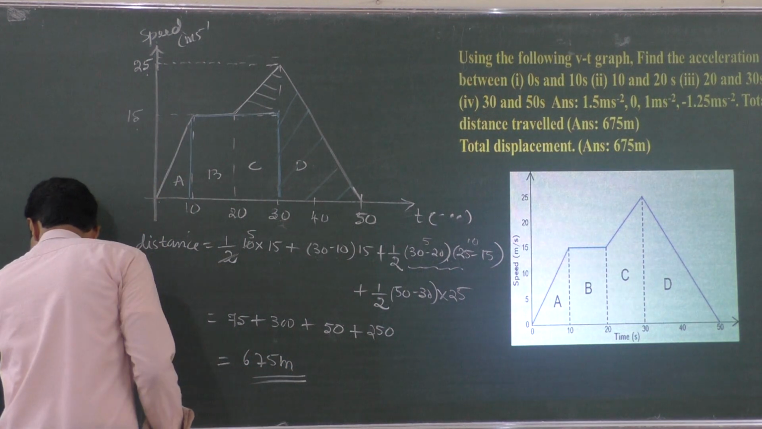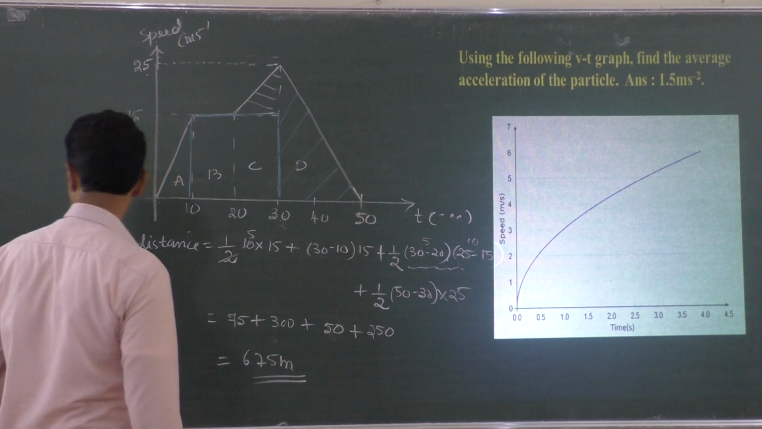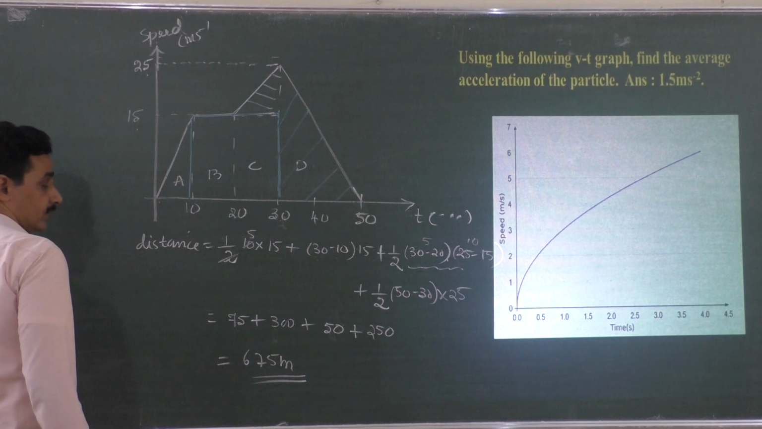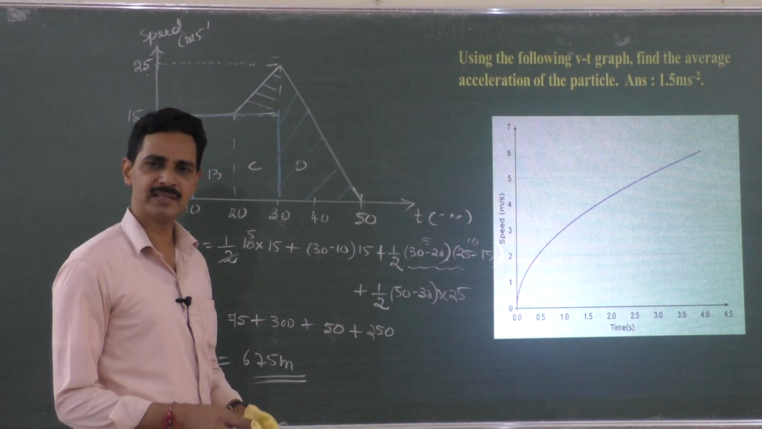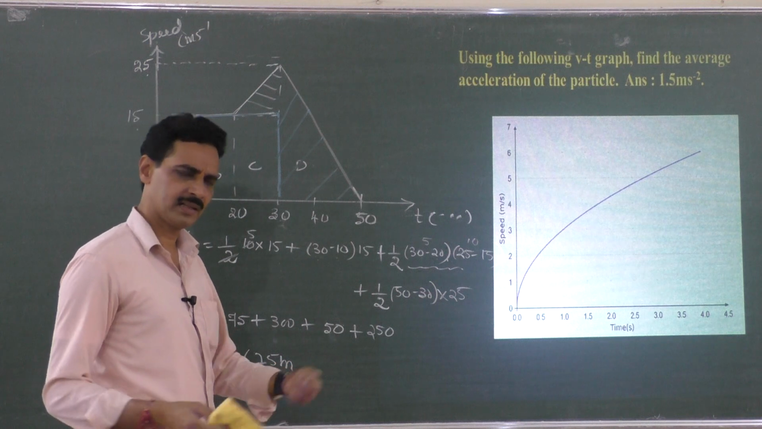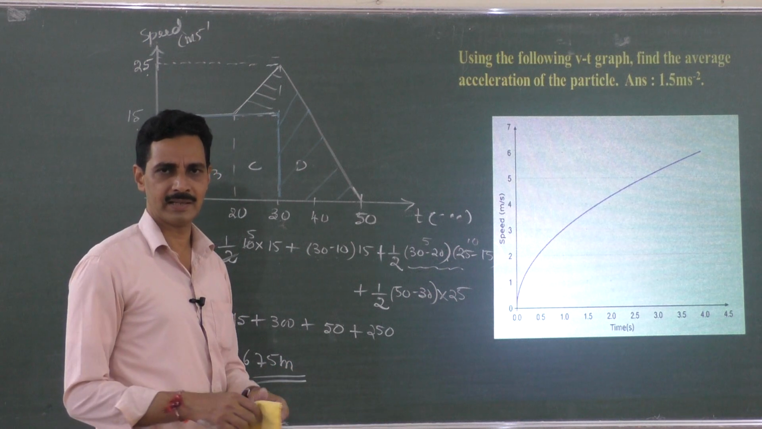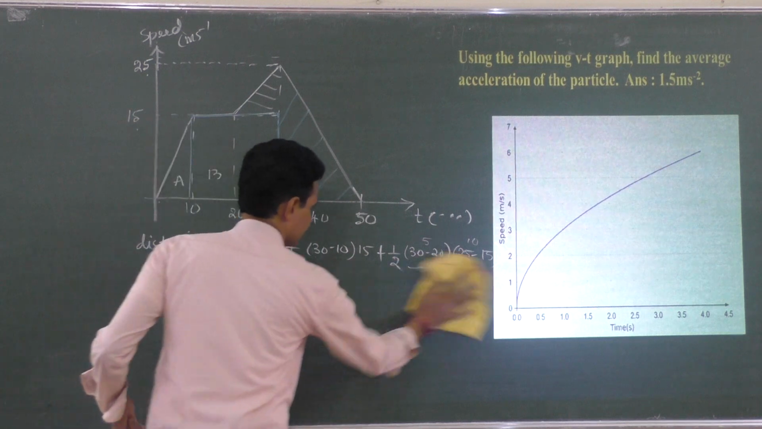Shall we move on? Next problem. What is the next one? Yeah. Average acceleration you have to find out. You have seen this, right? Average means final minus initial. That's all. You need not worry. In between what has happened, you need not think about that. So average is always final minus initial.